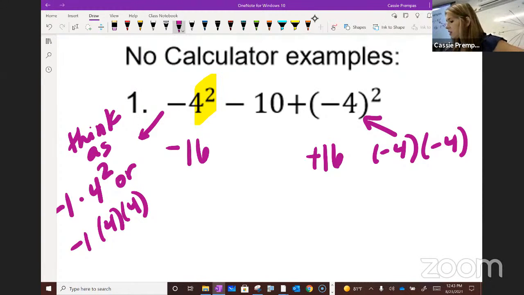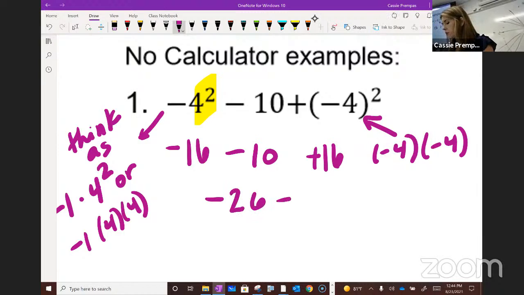Okay, so we have -16 minus 10 plus 16. Then we just go straight through, left to right. -16 minus 10 is -26. Plus 16 gives us -10.